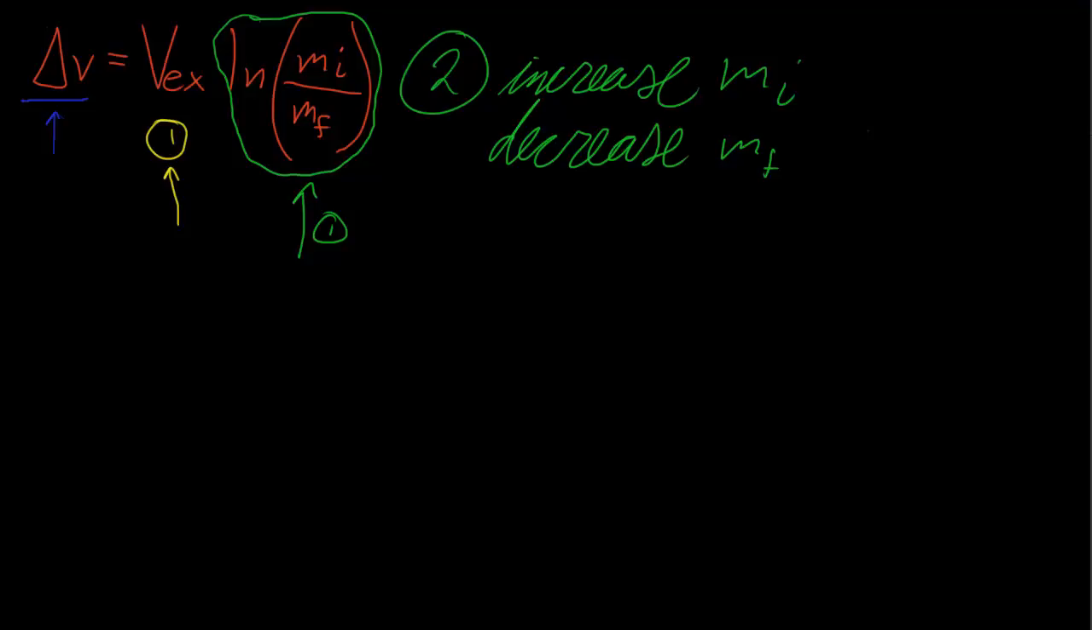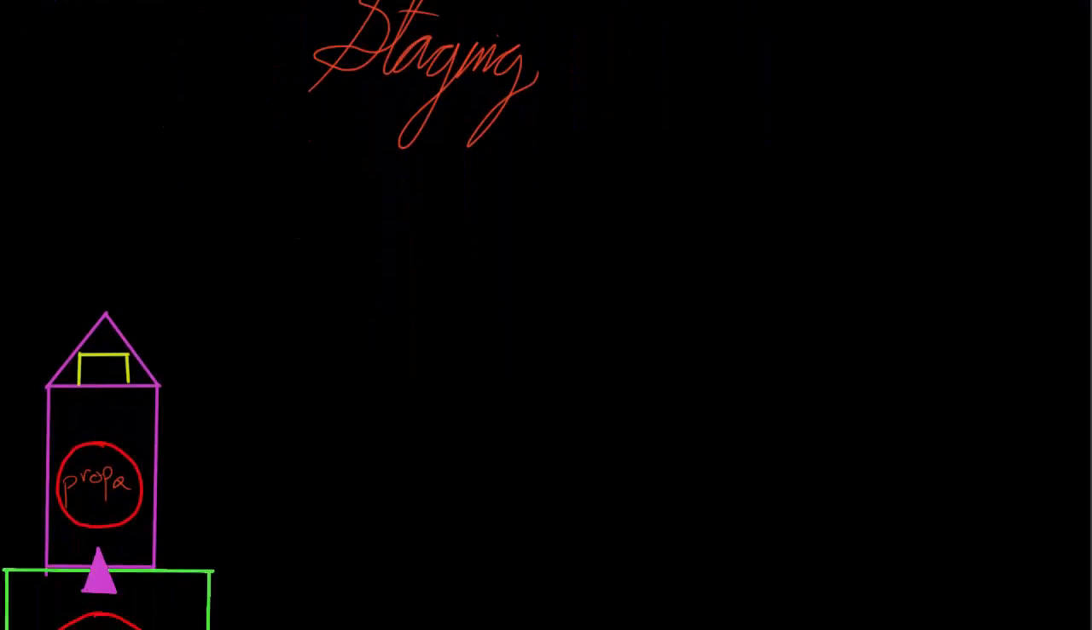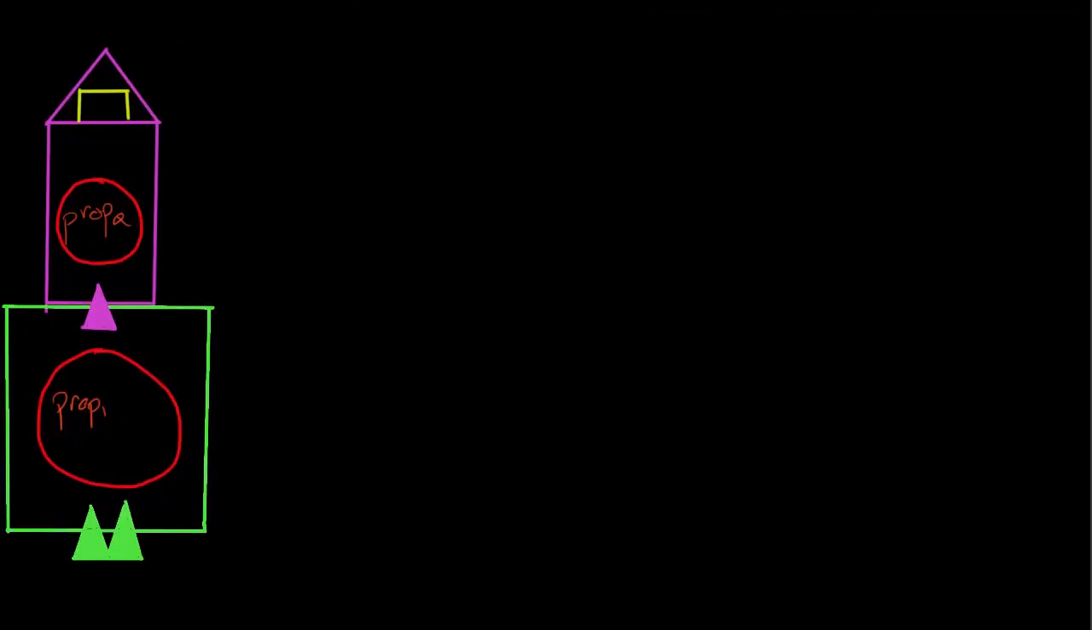Well, rocket scientists have already come up with a way of increasing our initial mass and decreasing our final mass, and they call it rocket staging. And when they stage a rocket, I'll show you a picture of a rocket being staged right over here. When you stage a rocket, you have essentially a big rocket carrying a smaller rocket.